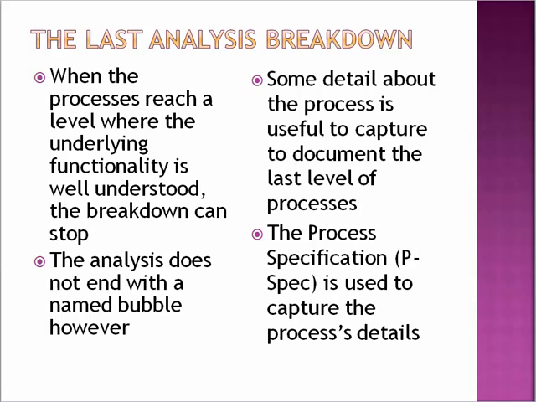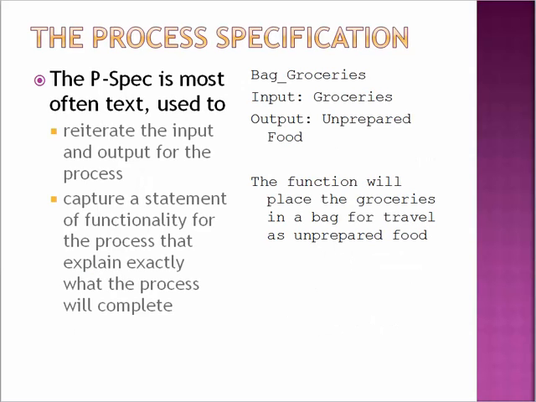It's kind of like, okay, I have a procedure or function I'm going to write. These are the rules for what goes in and out of that procedure or function. And so the P-spec might be something that basically just reiterates the inputs and outputs. So, we have a P-spec such as bag groceries. The input is groceries, the output is unprepared food. And we're just going to describe what that functionality is going to do for us.